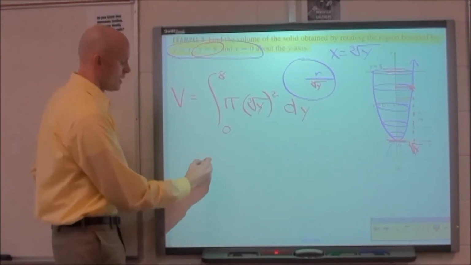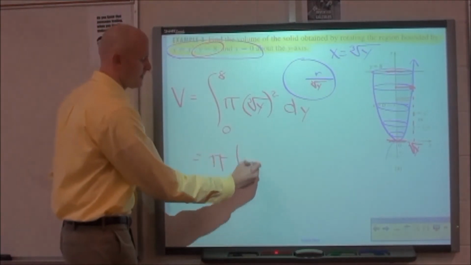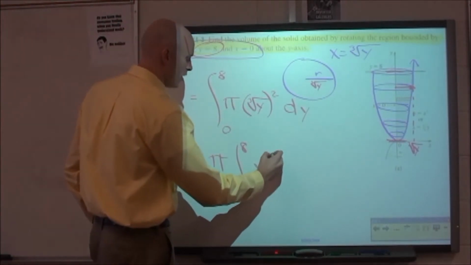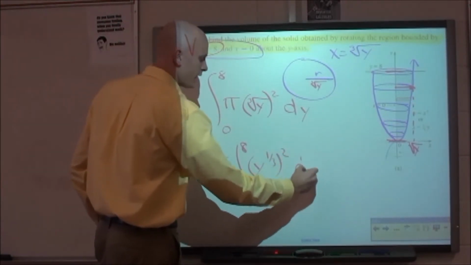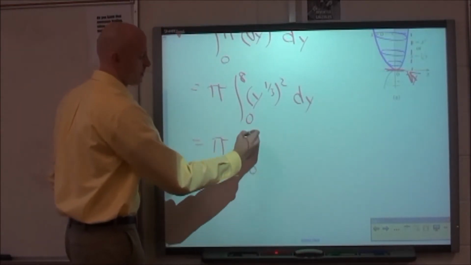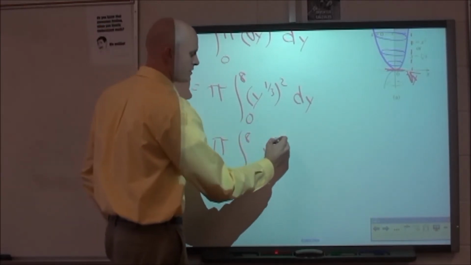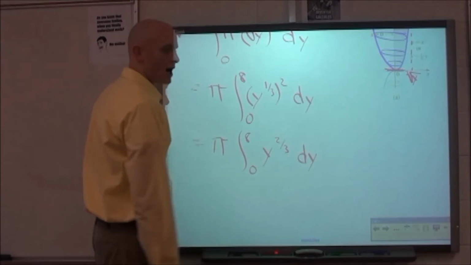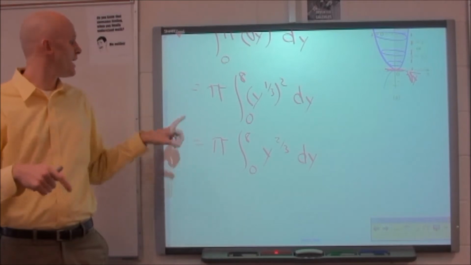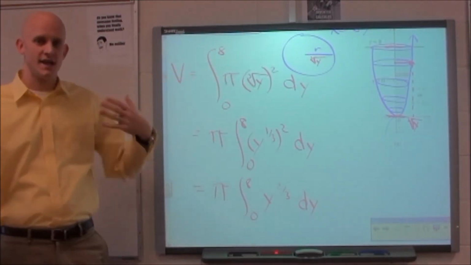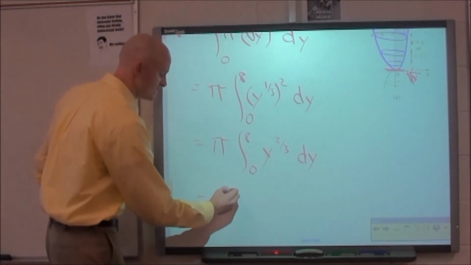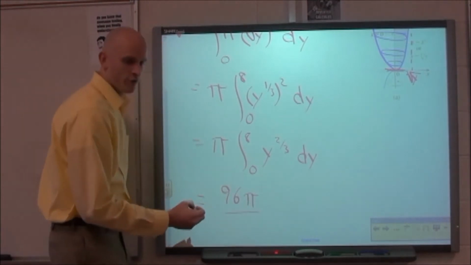Simplify this formula, and we will have the constant outside, the definite integral from 0 to 8 of y to the 1/3 squared, which is the same as pi, the definite integral from 0 to 8 of y to the 2/3 dy. That's the setup of a problem using integration with respect to y and finding the volume using a disk. Doing so, you should come up with an answer that is 96 pi over 5.